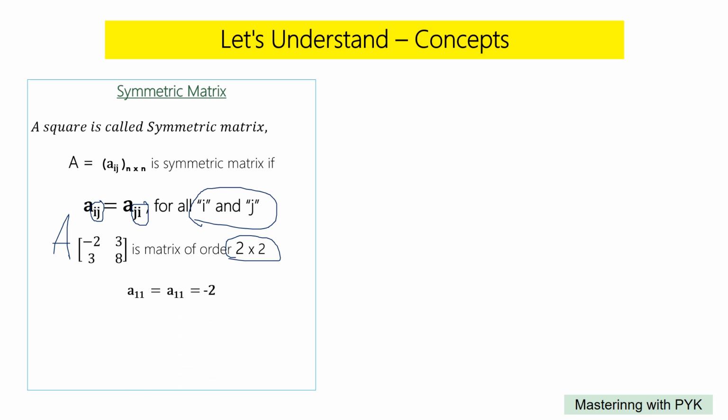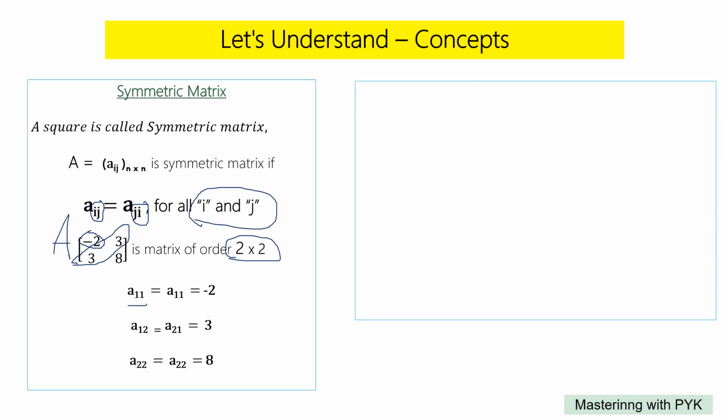Now let's understand A11. A11 is this element, which is equal to minus 2. Why? Because i is 1, j is 1, so when we interchange, it becomes 1, 1. A12 would become A21, so both the elements are 3. And A22 is equal to A22, which is 8. So this is an example of a symmetric matrix.